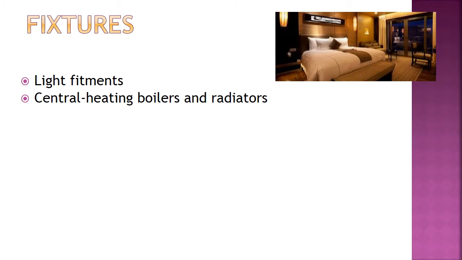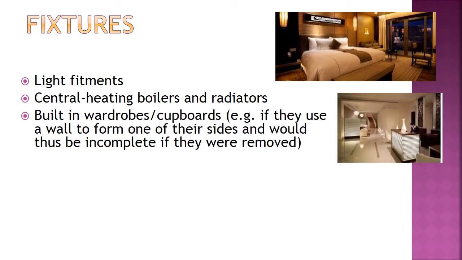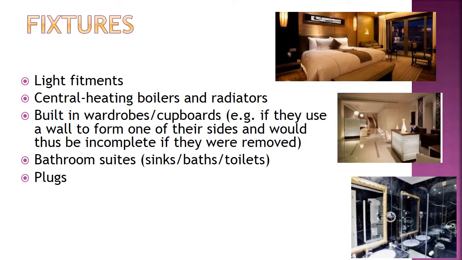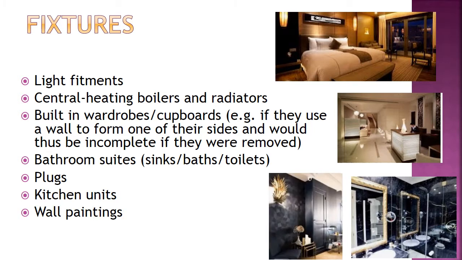Now first of all, we'll see a few items under fixtures. Light fitment, central heating boiler and radiator, built-in wardrobes or cupboards, if they use a wall to form one of their sides and would thus be incomplete if they were removed. Bathroom suite, sink, bath, toilet, plugs, kitchen units, wall paintings.